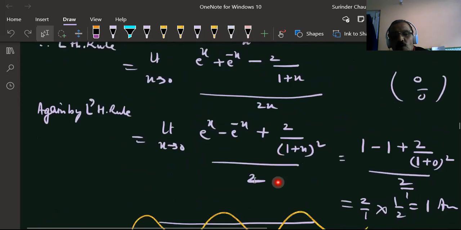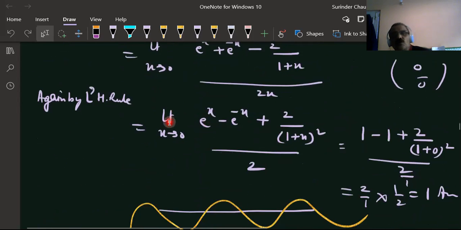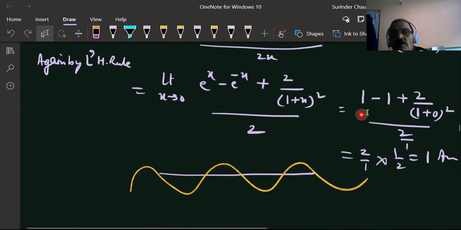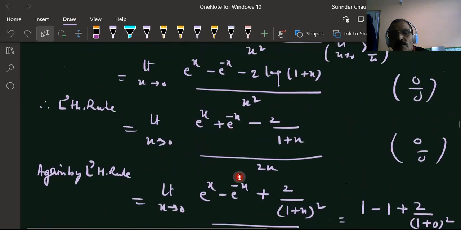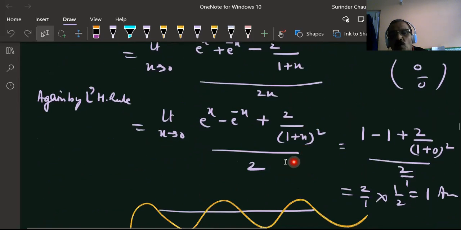Again we can apply L'Hospital's rule to this. This is equal to 4e to the 2x minus 4e to the minus 2x plus 2 by 1 plus x whole square, upon 2. Now put x equal to 0: 4 minus 4 plus 2 upon 1 whole square, upon 2. The 2s cancel, so 2 by 2 is equal to 1, which is the answer.